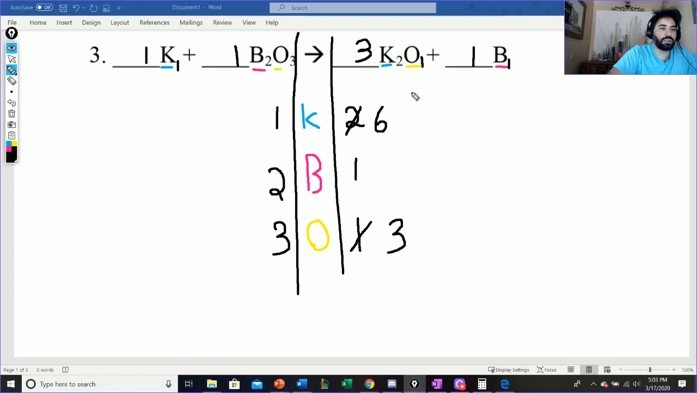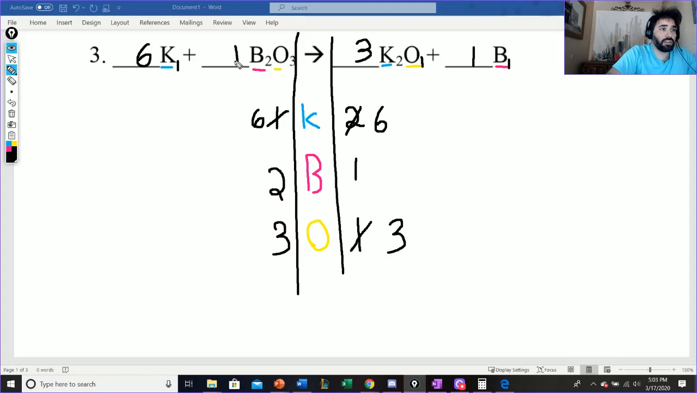Now I'm going to go and balance my potassium, because I balanced oxygen, boron, and potassium are the things that are left to balance. I have less potassium on the left hand side, so I will fix this. I will change this coefficient to give me 6 potassiums, and I know 6 times 1 is 6. So I just balanced my potassiums.